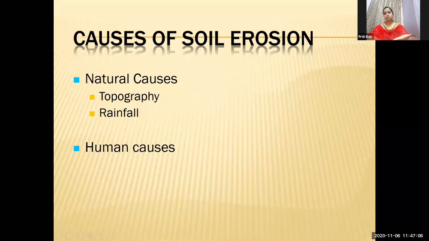Soil भी पानी के साथ बह जाती है. All the soil gets out with the rainfall. Now, nature of soil. What is the nature of soil?